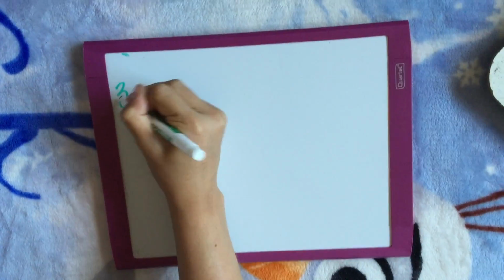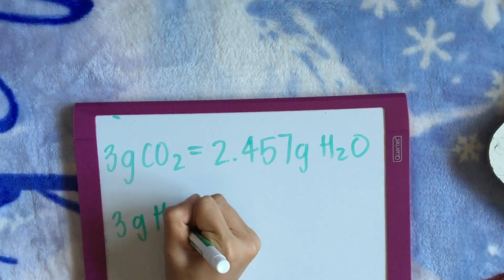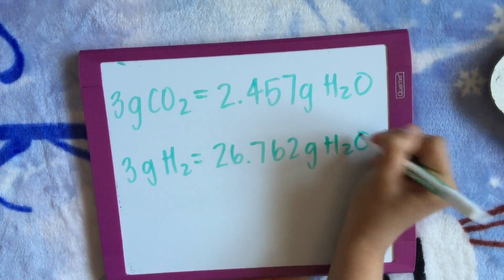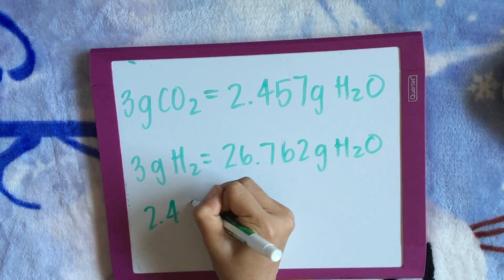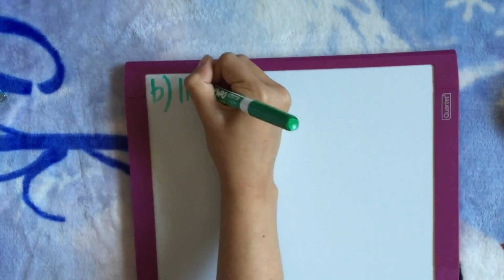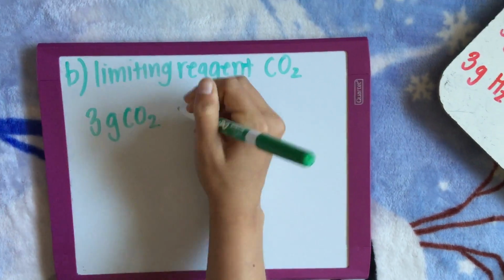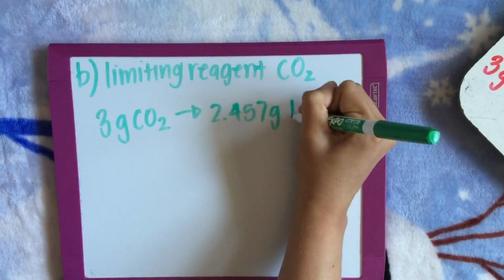Because CO2 produces less grams of H2O, it is the limiting reagent because you can only make as much as you can produce with CO2. Which leads us to B, where the answer would be the 2.457 grams of H2O that we found out was produced by our limiting reagent, CO2.